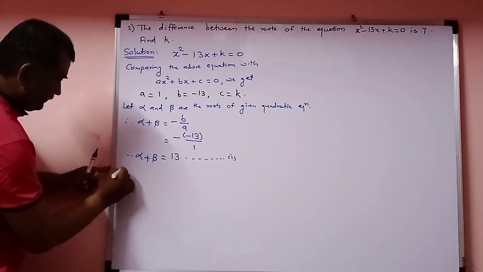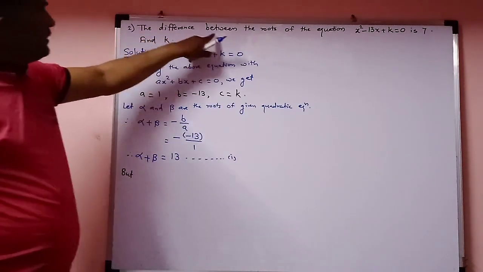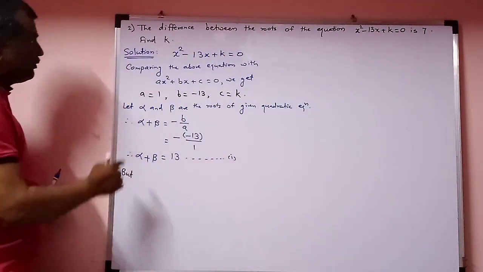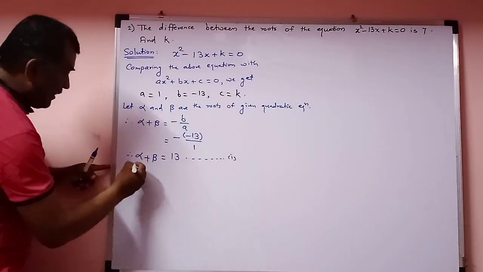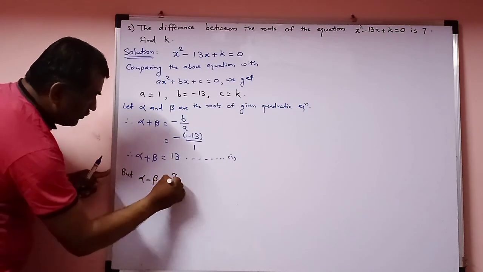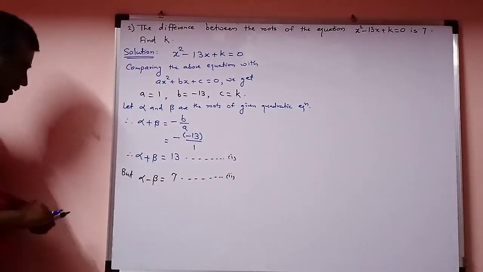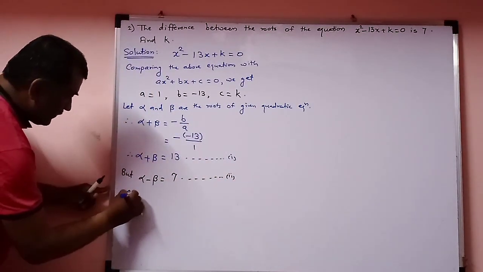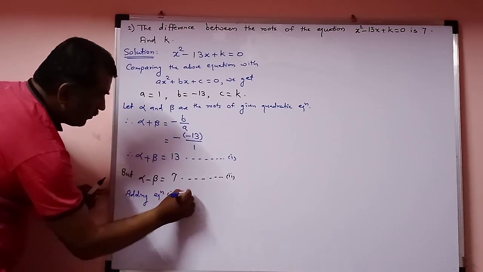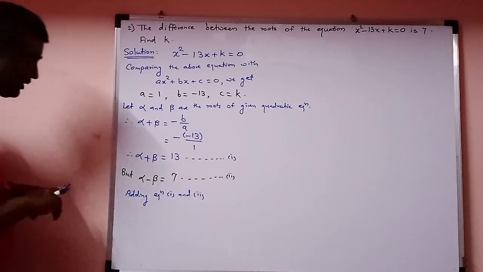But in the example, the difference between the roots of the equation is 7. Means alpha minus beta is equal to 7. Equation number two. Adding equations 1 and 2. We will add 1 and 2, because plus beta and minus beta get cancelled.